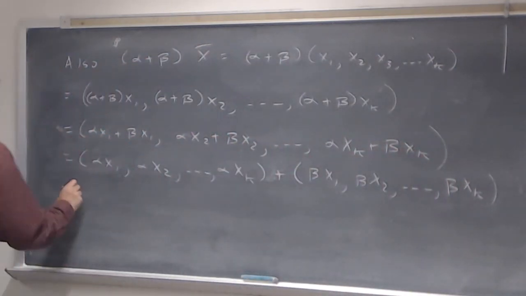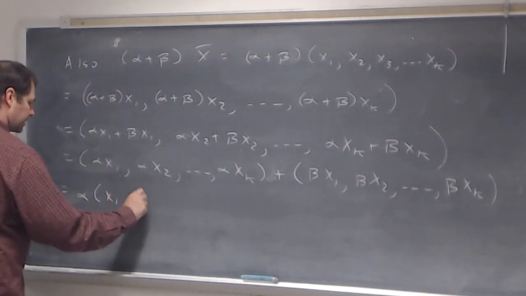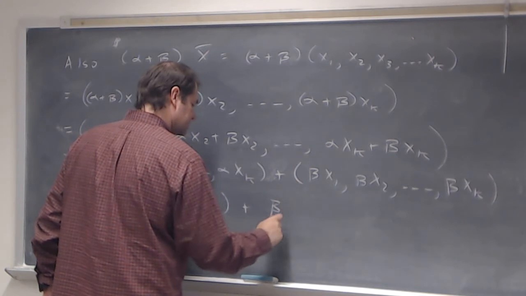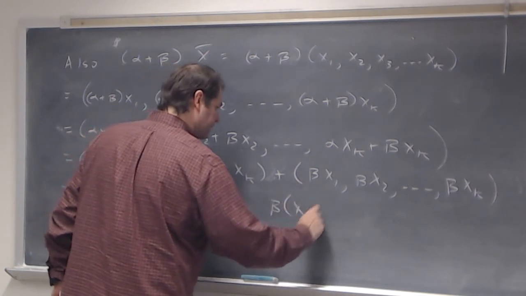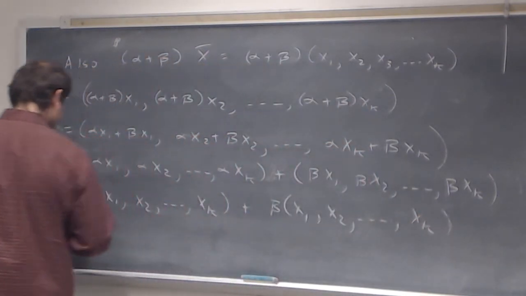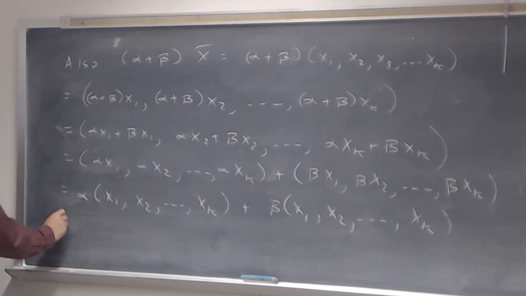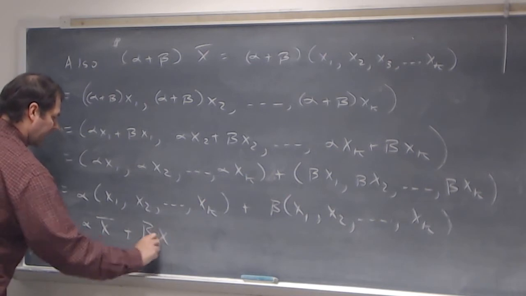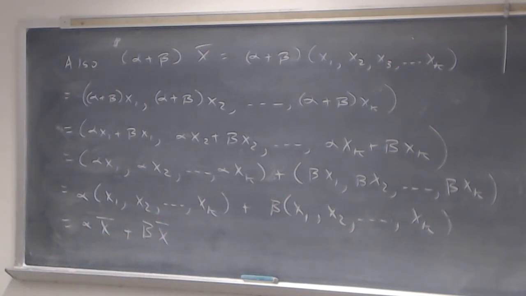And then you could factor out an alpha from x1, x2, up to xk, and factor out a beta from the next vector, x1, x2, all the way up to xk. Because of the way scalar multiplication is defined, I can go from this step to this one. And then this is equal to alpha x plus beta x, which was one of the properties for a vector space that needed to be shown for RK to be a vector space. Okay, so RK is a vector space.